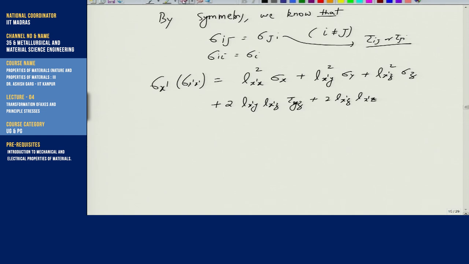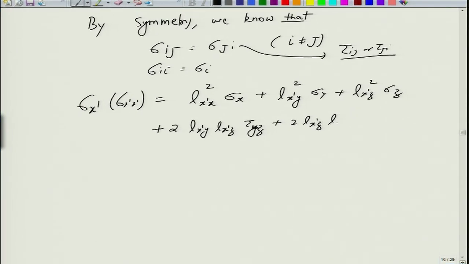L of x prime z, L of x prime x into tau of zx, and plus 2 of L of x prime x into L of x prime y into tau of xy. And this you can do yourself as a home exercise. It's a little bit tedious but not complicated. So it just needs to be done. And similarly, you can write the expression for this.